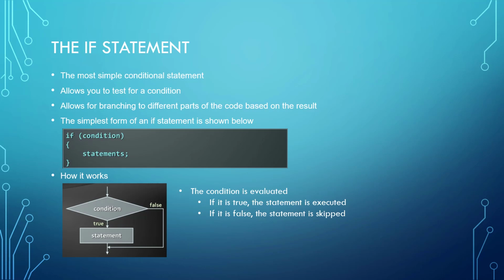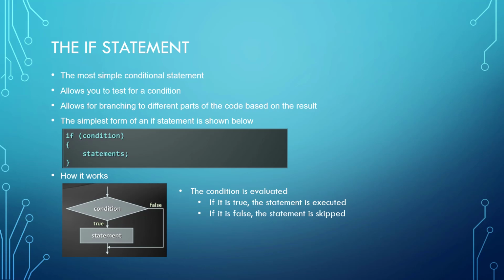So the simplest form of an if statement is shown right here on the screen. You can see the gray box in the center of your screen, and you see the form of the code. You'll see if, and then in parentheses is a condition, and if statements represent a block. So you see your opening bracket and your closing bracket, and then your statements go in between. Your statements are the code that is to be executed when the if condition evaluates to true.